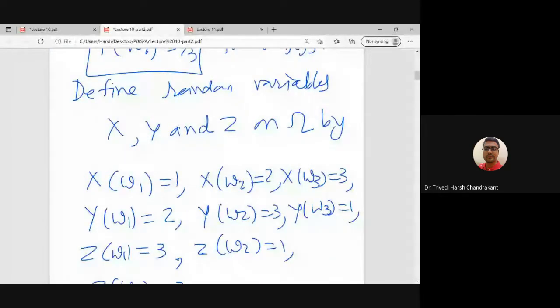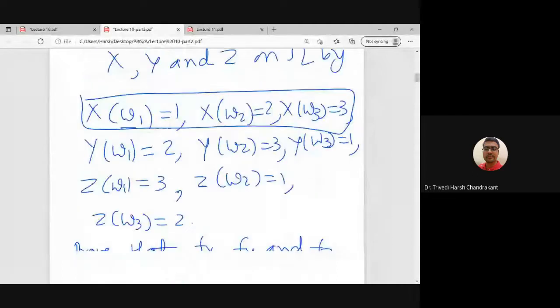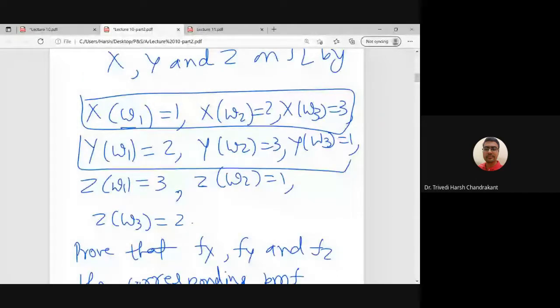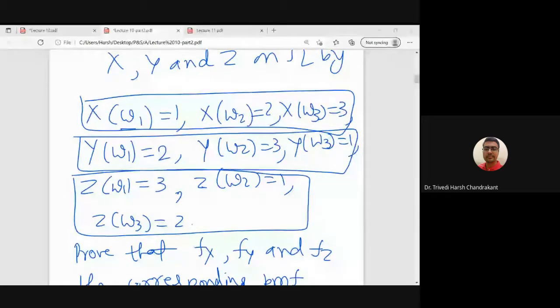So X is defined in this way. For each element in the domain, the value of X is given. Similarly, the random variable Y is defined, which is a function from omega to R. This is 2. And similarly, the random variable Z is given. So we can see that random variable X is not equal to random variable Y. So is it clear why random variable X is not equal to random variable Y?